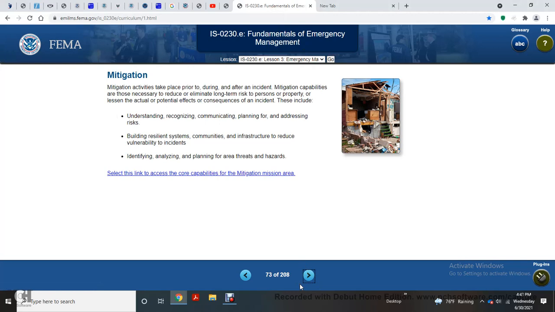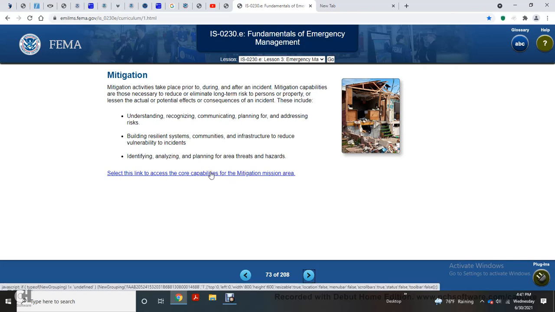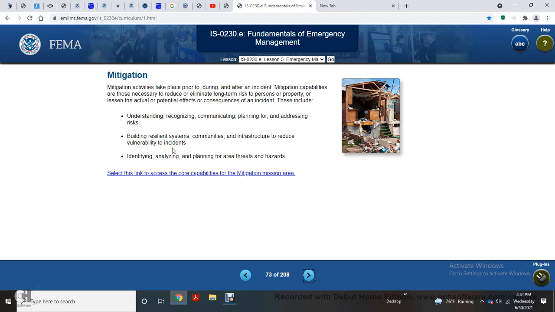Next are the mitigation activities, which apply before, during, and after an incident. These are the mitigation capabilities necessary to reduce or eliminate long-term risk to people and property, or to lessen the actual potential effect or consequences of an incident. These include understanding, recognizing, communicating, planning, and addressing risk, building resilient systems and communities, reducing vulnerability to incidents, and identifying and analyzing threats and hazards. Select this link to access the core capabilities for the mitigation mission area.